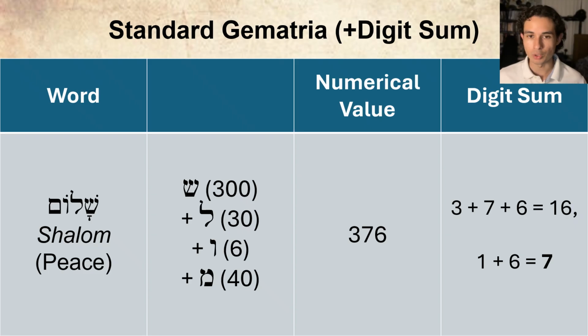Now, another method goes further by reducing the numerical value to a single digit. So if the sum is greater than 9, you simply add the integer values repeatedly until you finally reach just a single digit. So we saw that shalom equals 376, so we simply add 3 plus 7 plus 6 to get 16, and then again 1 plus 6 so that we end up with one digit, 7. The digit sum of shalom is 7.